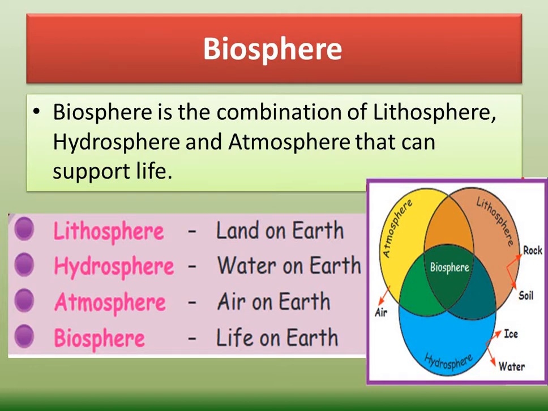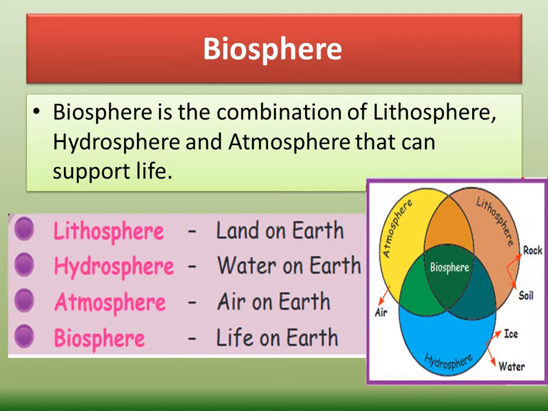is the air on Earth. You know, children, to live we need air, water and land, right? So the combination of all these things only supports life. It can only support life when there is air, water and land. Then only life can survive.